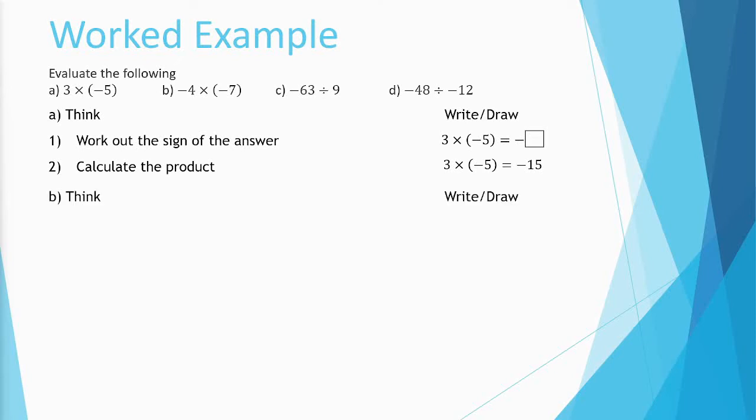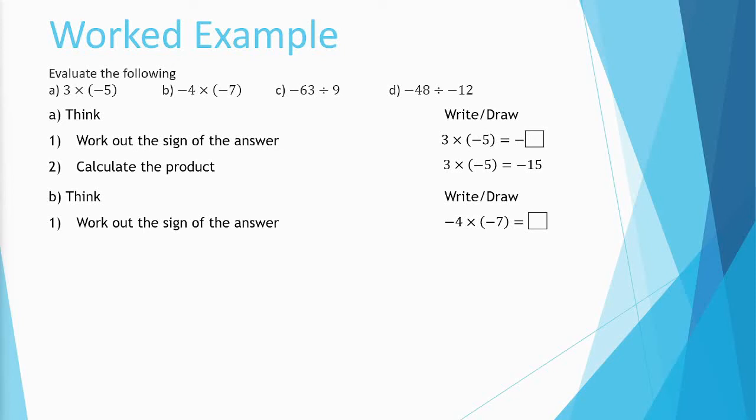So question B has -4 times -7. Again, I'm going to work out the sign for the answer. I can see it's a negative times a negative, so the answer is going to be a positive. Now, I don't need to write that plus in there. I can just leave it without the sign in front.